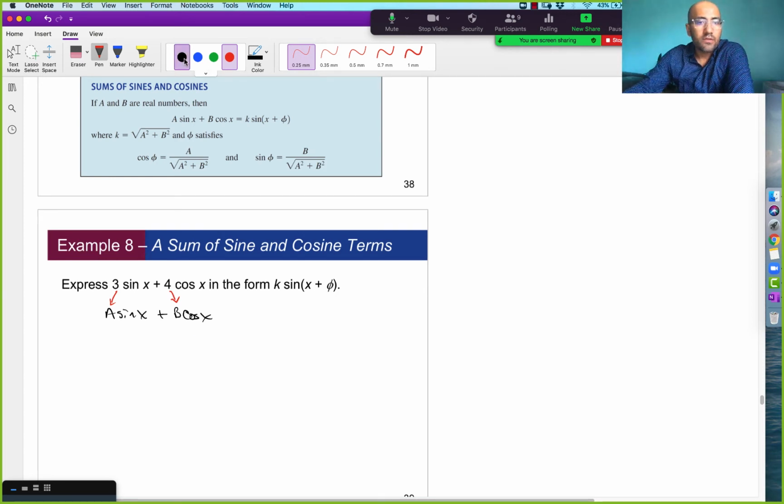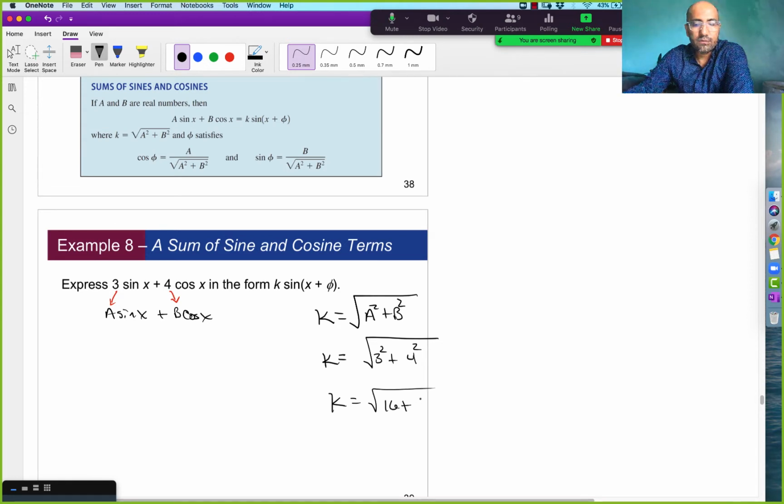Good. So the first thing we should do is think about that constant k value. So k is going to be equal to the square root of a squared plus b squared. So k is equal to the square root of 3 squared plus 4 squared. K equals the square root of 9 plus 16, sorry. K equals the square root of 25, so k equals 5. Good. Okay, so we have the k value.